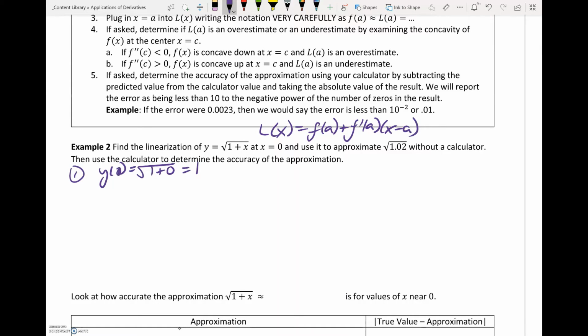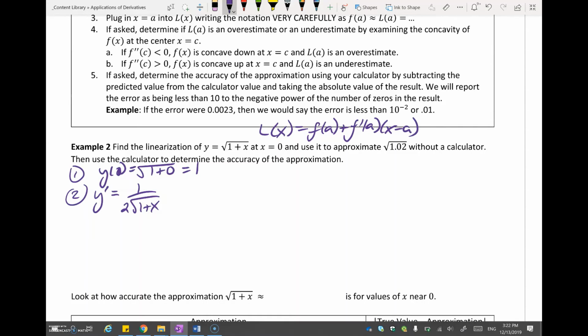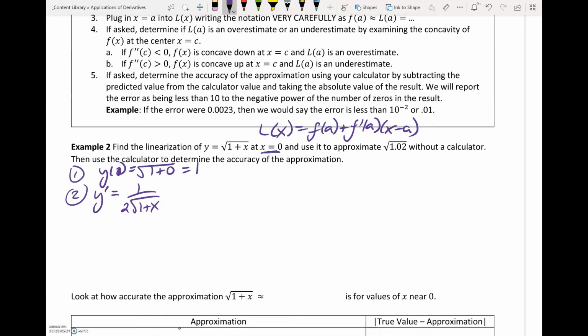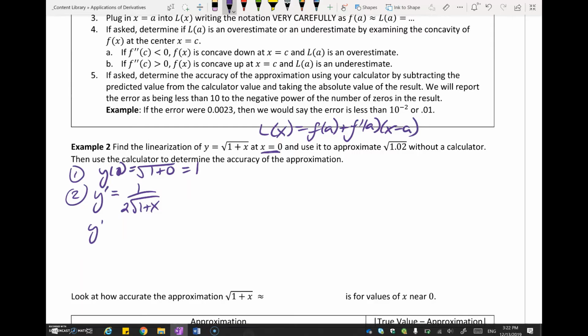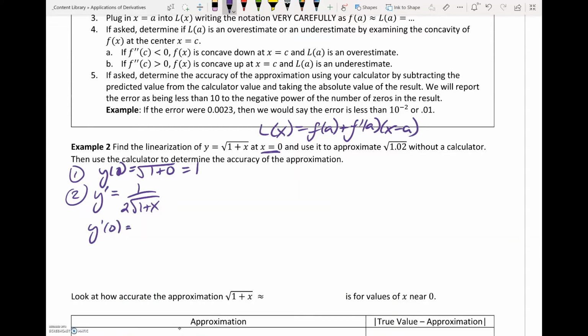And then now we want to find the derivative, so we can plug this x equals 0 into that. So we need to find y prime, which is 1 over 2 multiplied by the root of 1 plus x. I just simplified this into a fraction. And then we want to evaluate this at x equals 0, because that's what we're using here as our a. And that's going to give us 1 over 2.